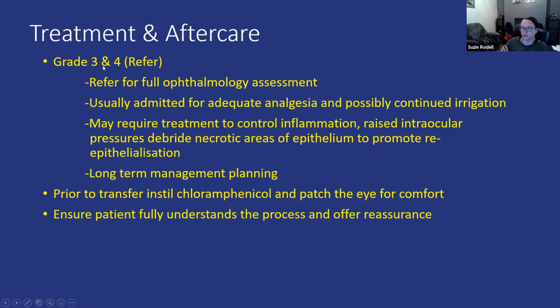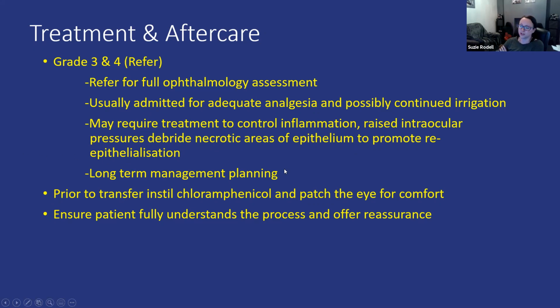Other than grade 1 and 2, grade 3s and 4s, you want to be referring all of these urgently. If it's out of hours, I would ring and speak to your ophthalmology on call, because they typically require admission, not only for analgesia, but continued irrigation. Chemical burns, even if they don't look hugely significant or severe, can get a lot of inflammation, and this can increase the intraocular pressure, which I didn't realize, and that can also need treatment to reduce this, and monitoring on the eye clinic ward, eye casualty ward, I should say. And actually some treatments that they tend to do on a regular basis, I'm told, is debride the necrotic areas of epithelium to promote reepithelialization, like we do with skin burns, which is quite interesting.